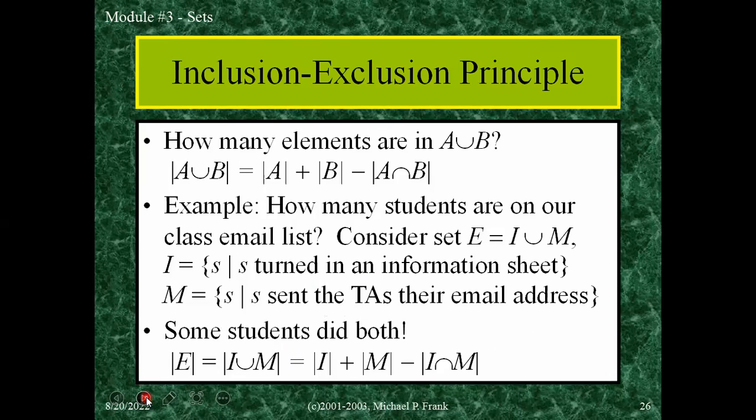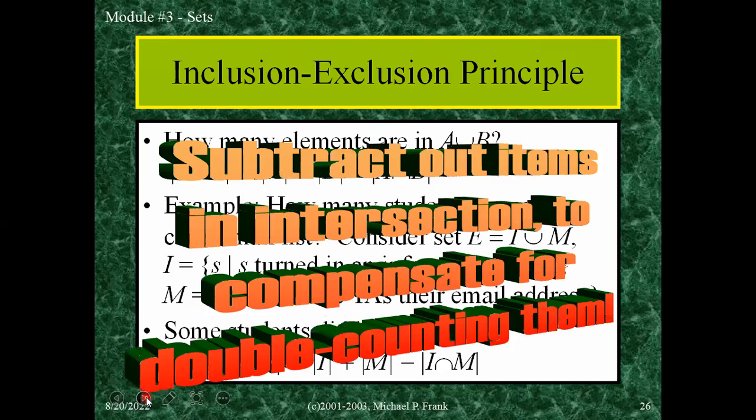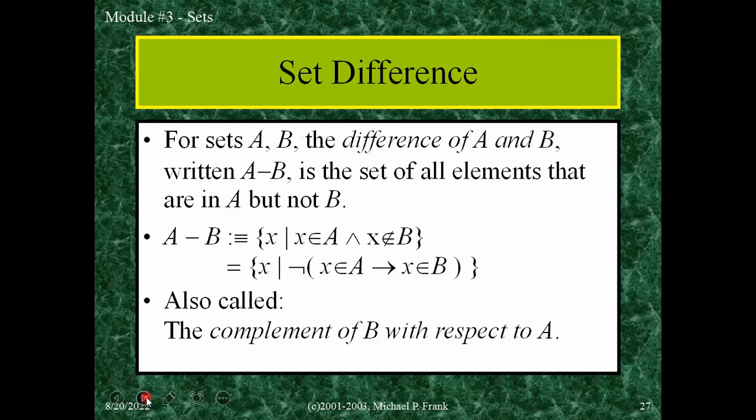Now, how many elements are in A union B? You must know about this. So the set difference A minus B can be written as the set of X such that X is an element of A and X is not an element of B.